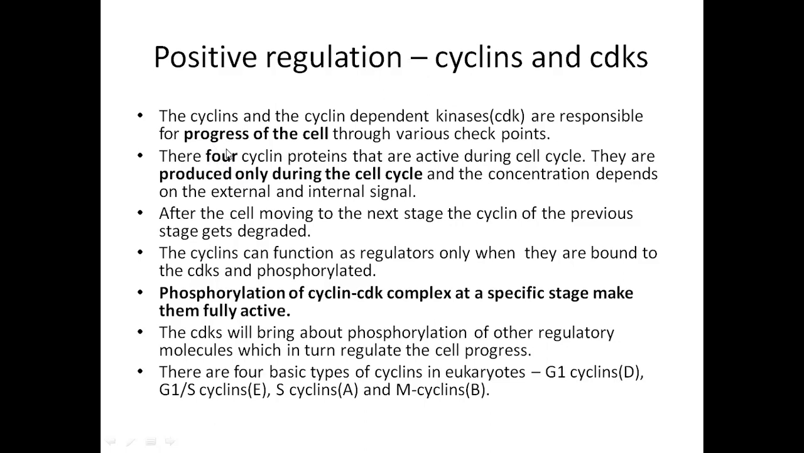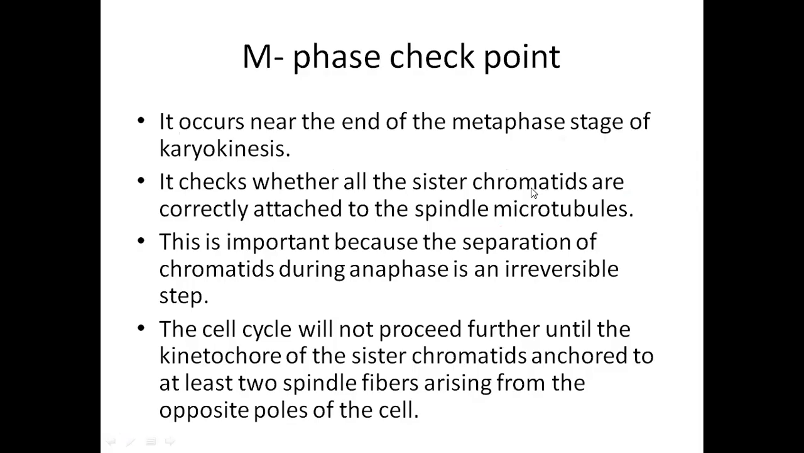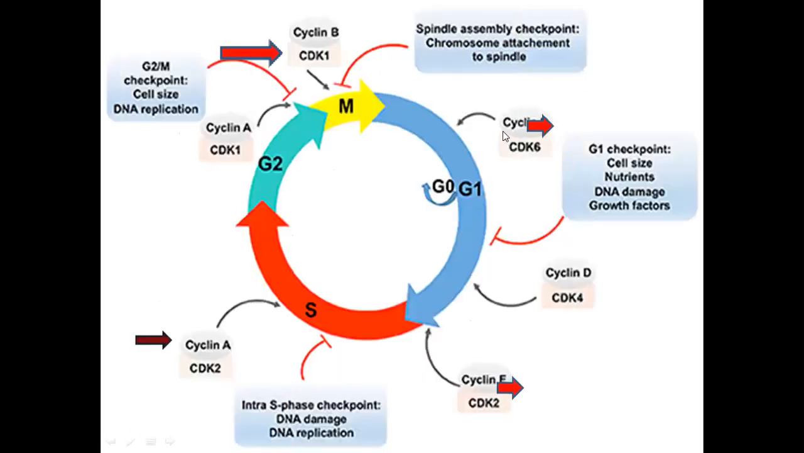When it comes to the cyclins, as we have seen in the previous slide, there are four different types of cyclins which are responsible to control the cell cycle at different stages. So let us go to the previous slide. In this picture, you can see there are cyclins present in each different stage. G1 cyclin, you can see this is cyclin D. Here you can see cyclin D, which is present during the G1 phase, and cyclin E, which is at the transition from G1 to S phase, cyclin A during the S phase, and cyclin B during the M phase. So this picture clearly indicates the role of a particular type of cyclin during the cell cycle.